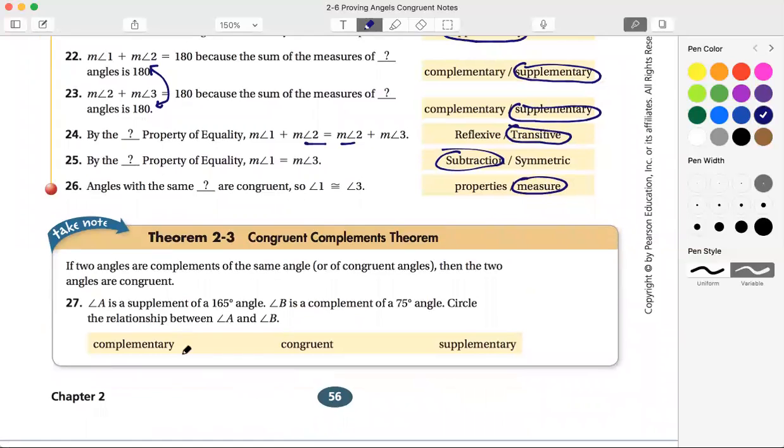All right, if 2 angles are complements to the same angle, or to congruent angles, then the 2 angles are congruent. So very similar to the previous statement. So if angle A is a supplement of a 165 angle and angle B is a complement of a 75 angle, circle the relationship between angles A and B. They are the same, they're congruent.